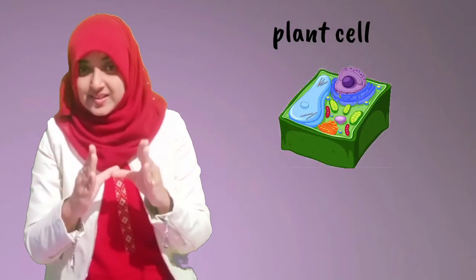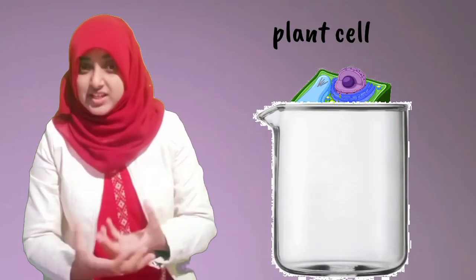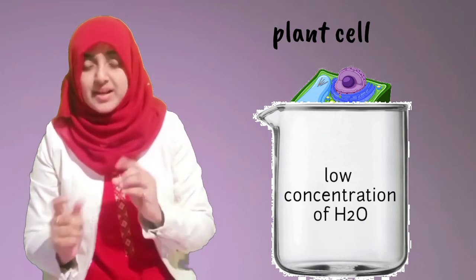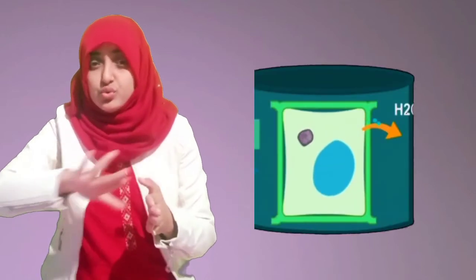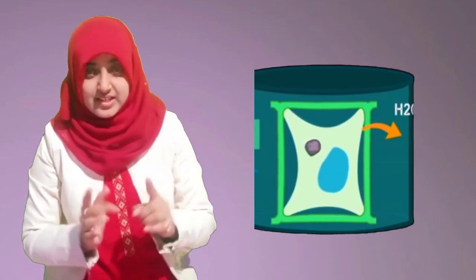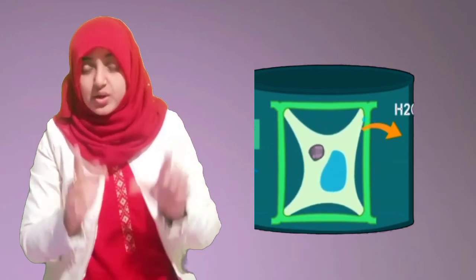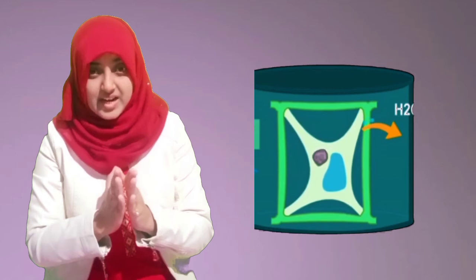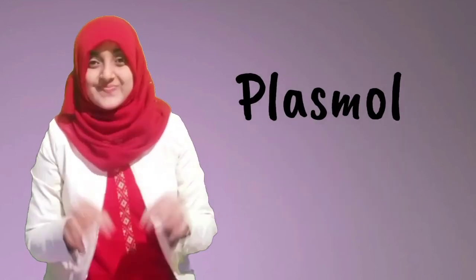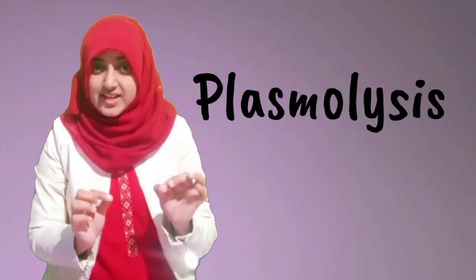So what will happen if a plant cell is placed in a medium whose water concentration is lower than that of the plant cell? At that point, the cell would lose water and would shrink. But surprisingly, the cell wall would not shrink, only the inner contents of the plant cell would shrink or would move away from the cell wall. Now that phenomenon is called plasmolysis.